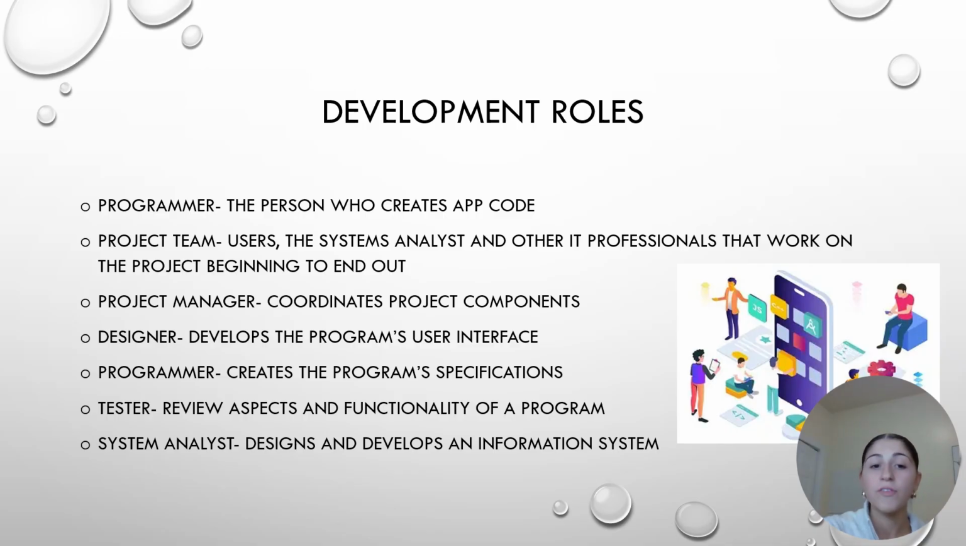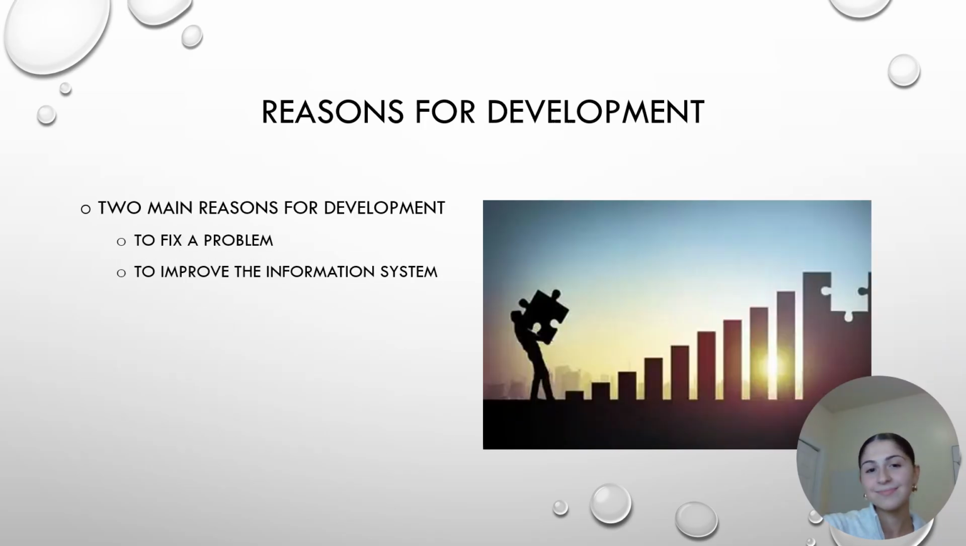Developmental roles. To start off, we have a programmer, which is the person who creates app code, a project team, which is the users, the system analysts, and other IT professionals that work on the project from beginning to end. We have the project manager, which coordinates the project's components, a designer who develops the program's user interface, a programmer who creates the program's specifications, a tester who reviews aspects and functionality of a program, and a system analyst who is going to design and develop an information system.